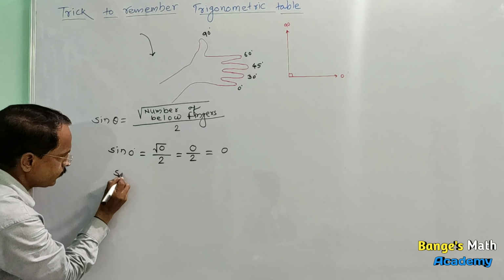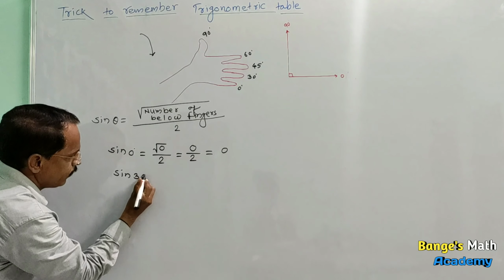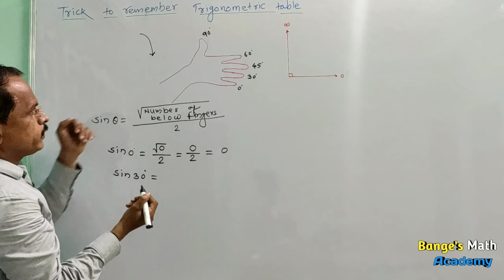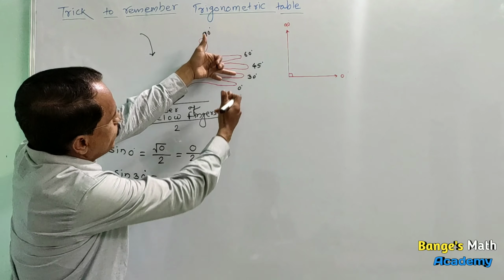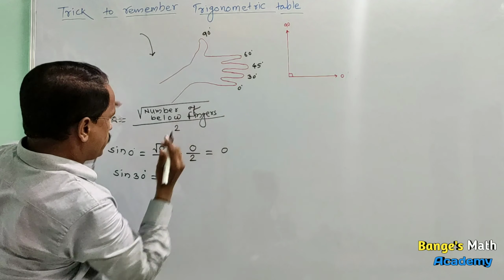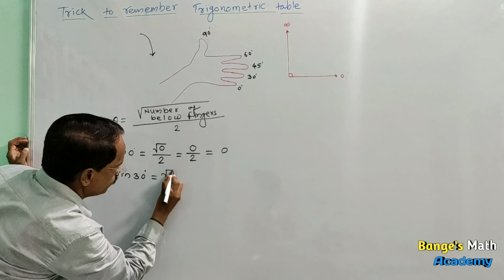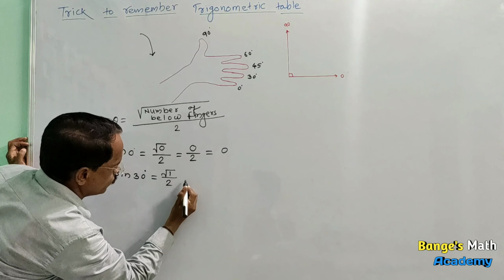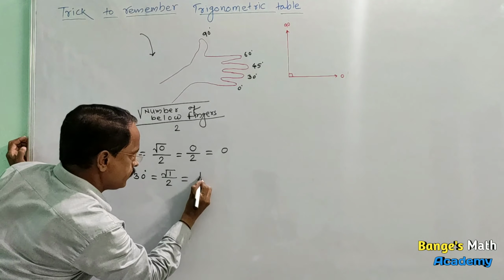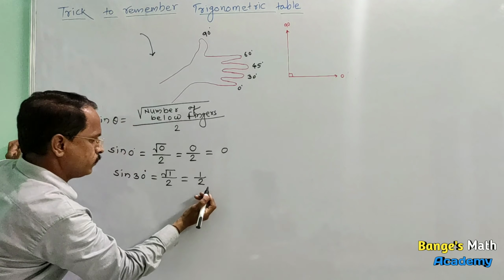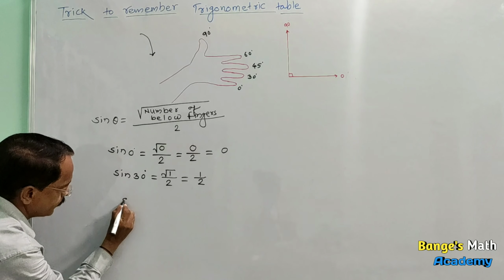Then find value of sin 30. Sin 30 is equal to number of below finger. There is one finger. So square root of 1 upon 2 is equal to square root of 1 is 1, 1 upon 2.